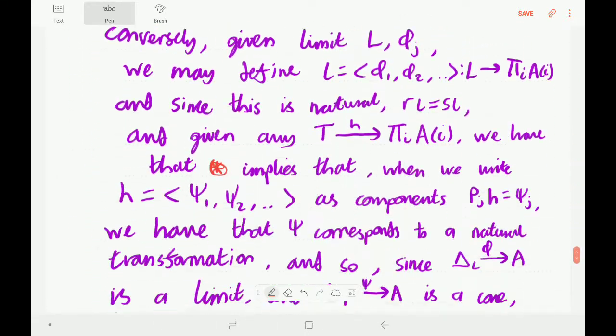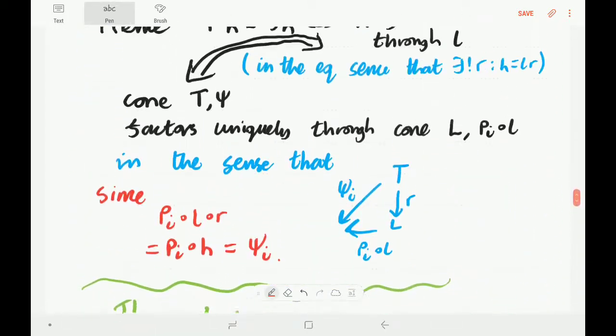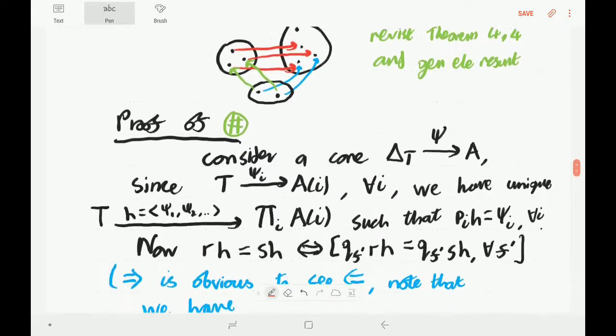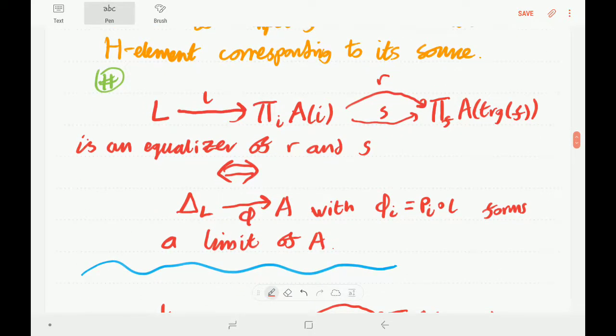So, all that said, let's now go through the proof. Again, let's restate the result. We have that this little L is going to be an equalizer of R and S if and only if this phi with components phi I equals pi after L forms a limit of this functor A. So let's go.